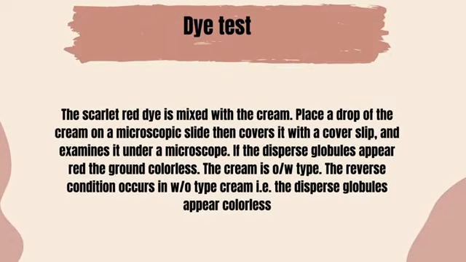Dye test. The scarlet red dye is mixed with the cream. Place a drop of the cream on a microscope slide, then cover it with a cover slip and examine it under a microscope. If the dispersed globules appear red, the ground is colorless. The cream is oil in water type. The reverse condition occurs in water in oil type cream. The dispersed globules appear colorless.